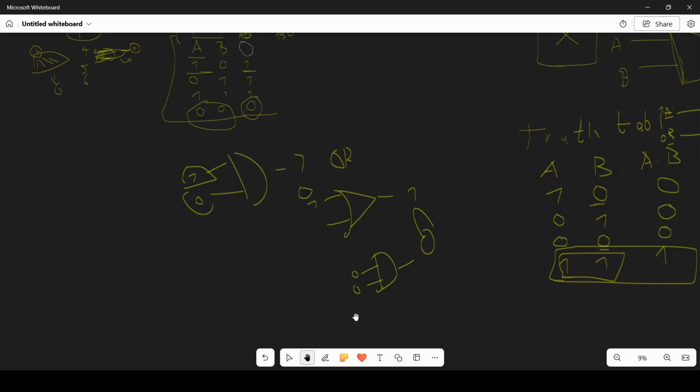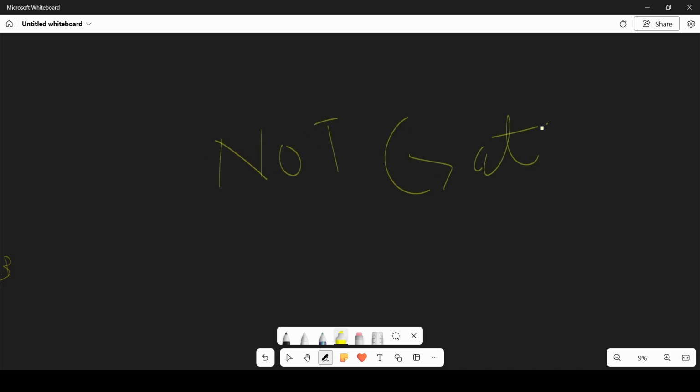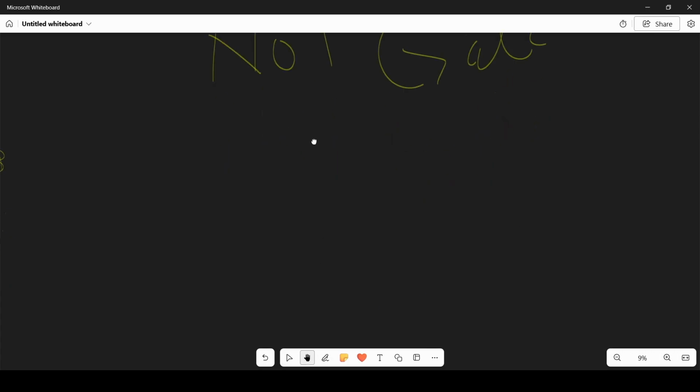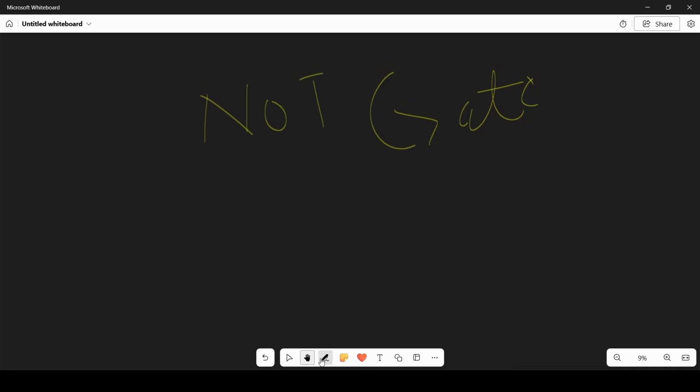I hope you understand. Now let's move on to a very interesting and very important gate, that is the NOT gate. This gate is pretty much overlooked, but honestly all our computers are nothing without this. So this NOT gate is like an inverter.